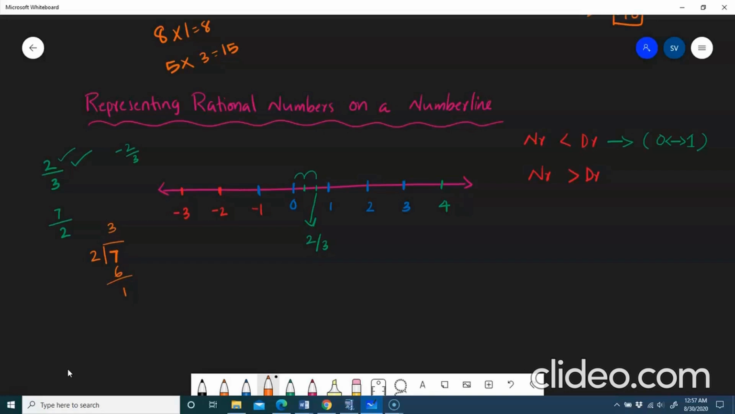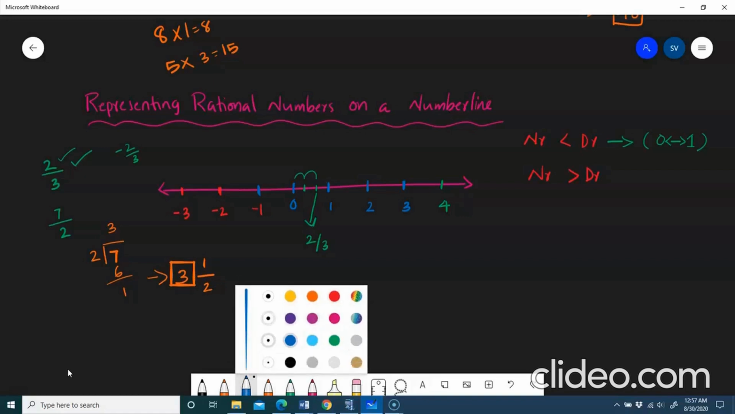Write this number in the form of a mixed fraction. First you write the quotient, 3. And what are the divisor and the remainder? The divisor will be in the denominator, so 2, and the remainder will be the numerator. So 3 and 1 by 2. That is great. That means we have a 3 whole section and 1 by 2 part. So where will the number come? This whole number section is deciding where your number should be.